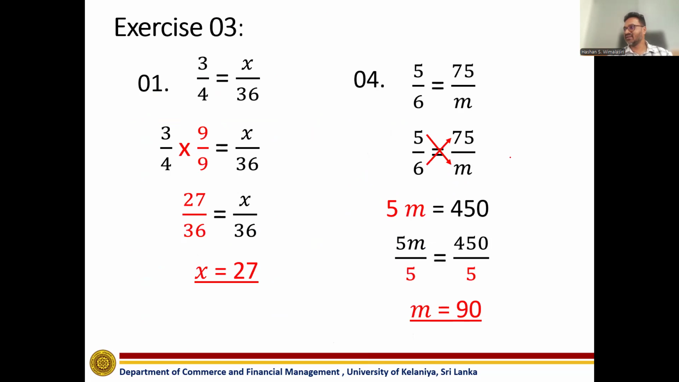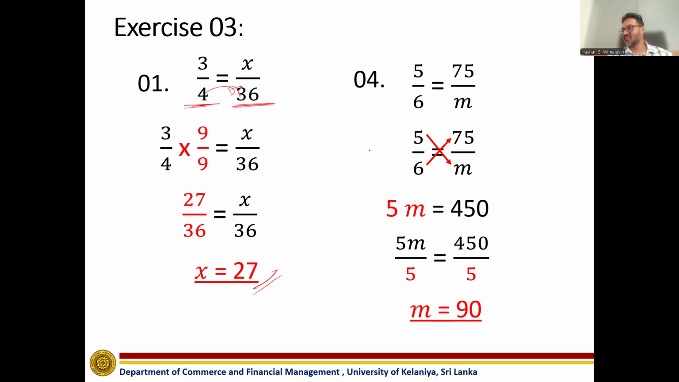The ways of calculation: you have two ways. One thing is, if 3 over 4 equals x over 36, you need to equalize the denominators. This is 4, this is 36. If you convert this 4 into 36, you have to multiply both up and down by 9, and you can find the answer as 27.